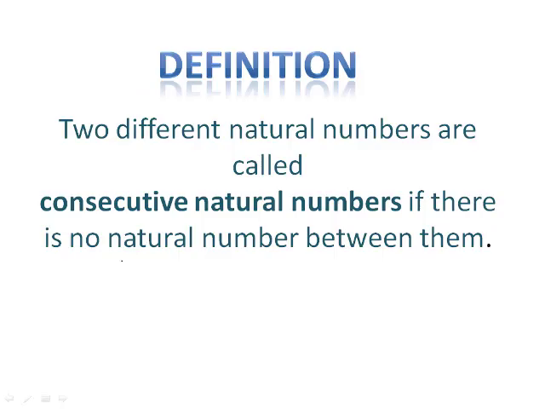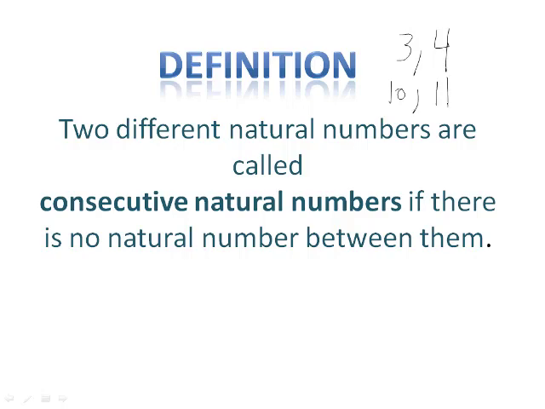Okay, let's see this definition. Two different natural numbers are called consecutive natural numbers if there is no natural number between them. The word consecutive is a very important word. Consecutive means coming after each other. For example, the numbers 3 and 4 are called consecutive numbers. For example, the numbers 10 and 11 are called consecutive numbers.